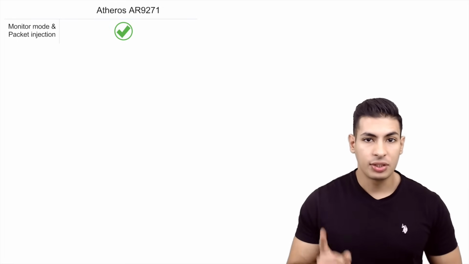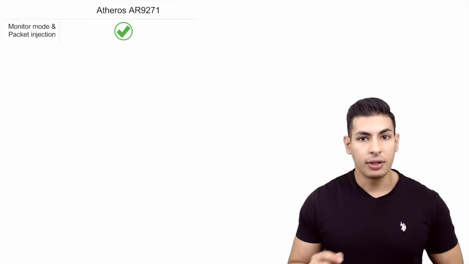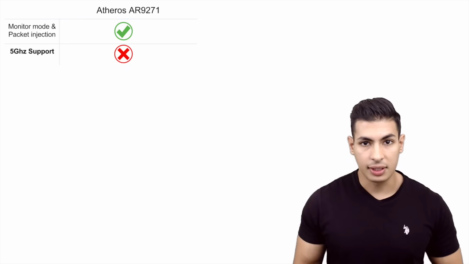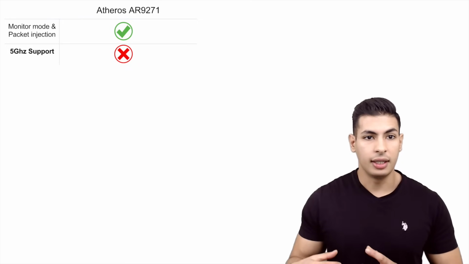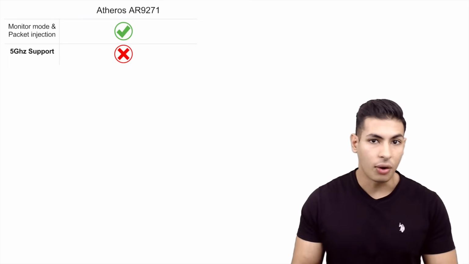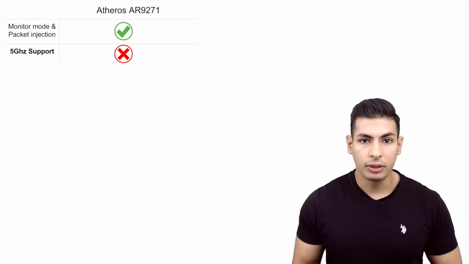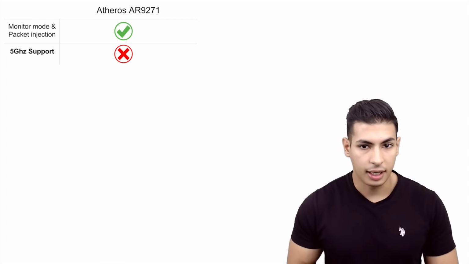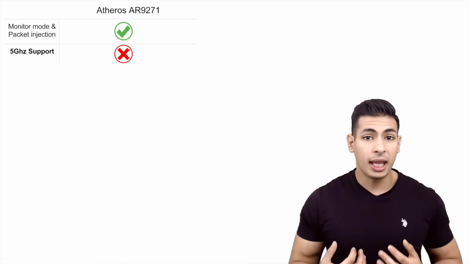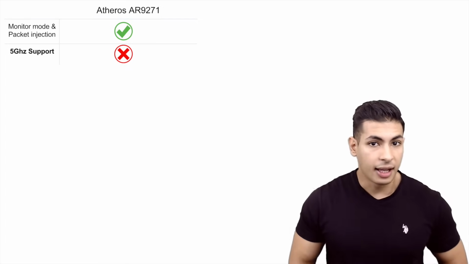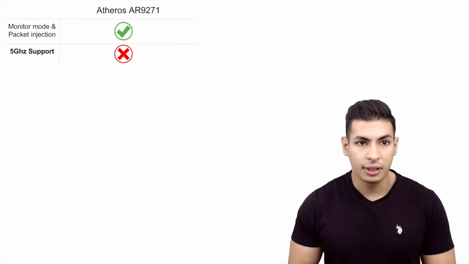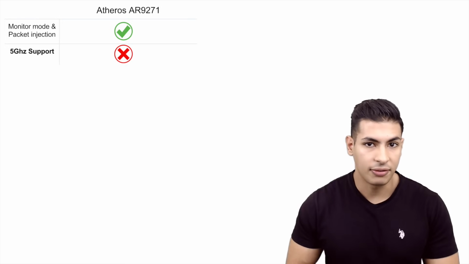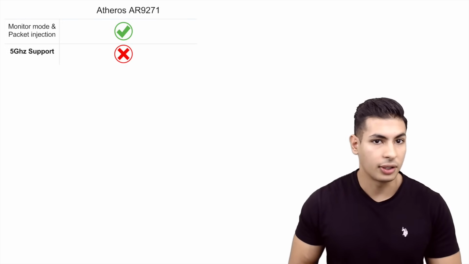The only problem with this chipset is that it only supports 2.4 gigahertz. So if your target network uses 5 gigahertz or some of the devices are connected over 5G, then you won't be able to communicate with these devices. You won't even be able to see them in airodump and all that. So you won't be able to launch the attacks against them. That's not because the chipset is not good. It's because it literally cannot see 5 gigahertz traffic, so it only works over 2.4 gigahertz.